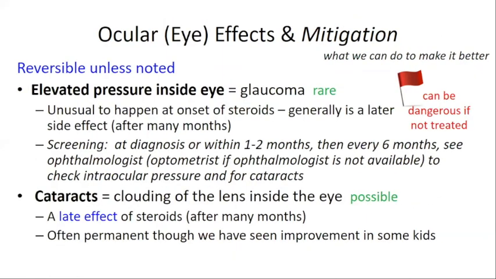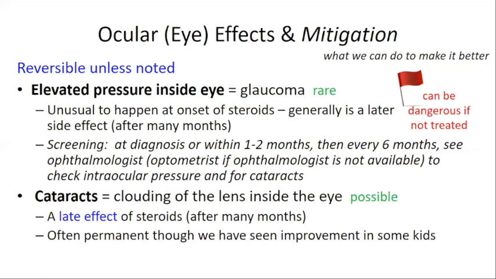Just a few more slides here. Effects of steroids on the eyes. Steroids can increase pressure inside the eyes, which is something called glaucoma. It's rare for that to happen right away. We like patients to go to the eye doctor within a couple of months of starting steroids, and then every 6 months to check the pressure in the eyes, and to also look for cataracts, which are clouding of the lens inside the eye. That's a later effect of steroids, and they can be permanent, although I have seen some kids with cataracts improve.